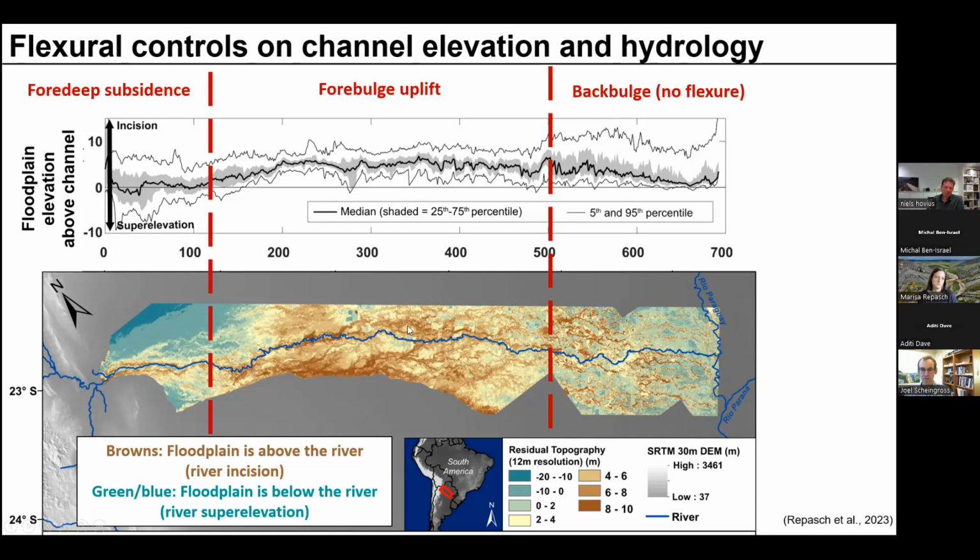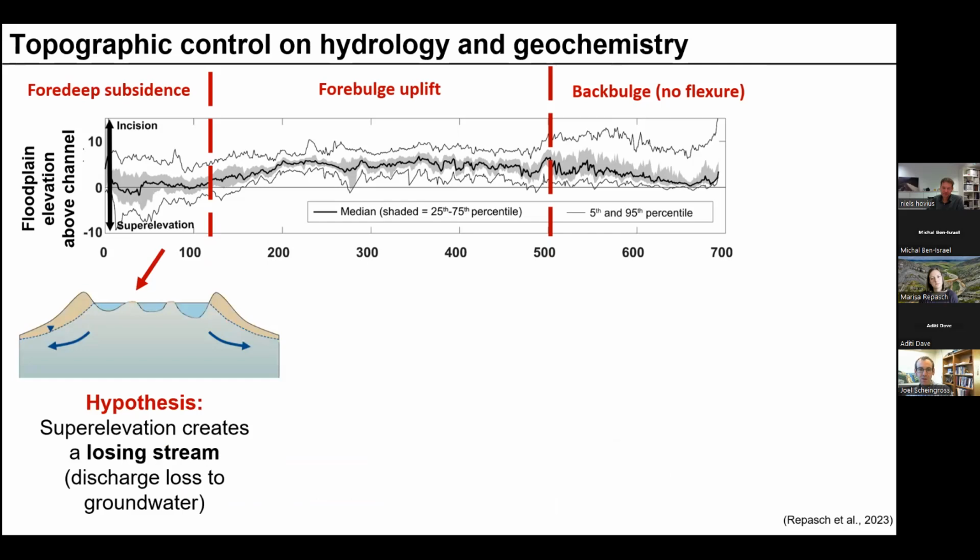So we can use this to come up with a couple hypotheses about how these flexural changes might actually control the hydrology. If we move to the foredeep, we're going to hypothesize that the super elevation makes the Rio Bermejo a losing stream, or that discharge in the Rio Bermejo is being lost to the groundwater. And this is because the river is sitting higher than everything else in the landscape. So the groundwater table should be sloping away, and we're going to lose water. If there's overbank flooding, that water is going to go into the groundwater table. It's going to be hard for it to come back.